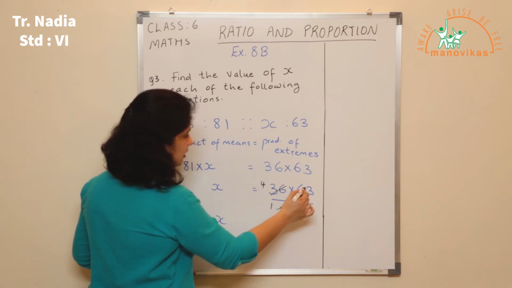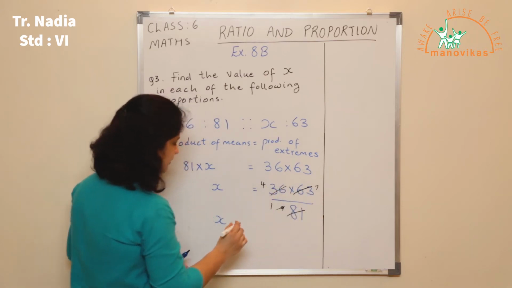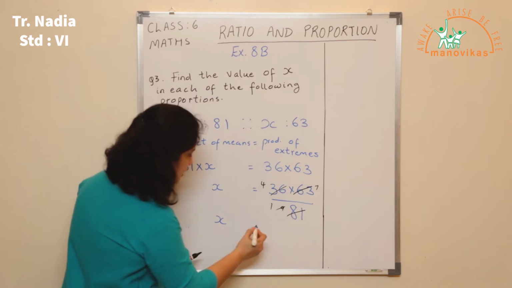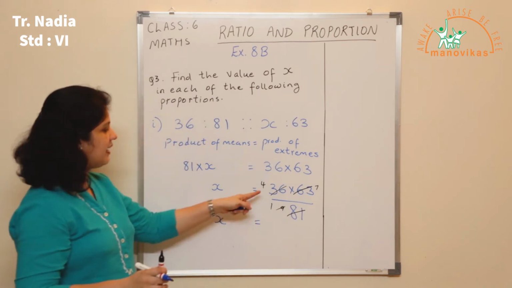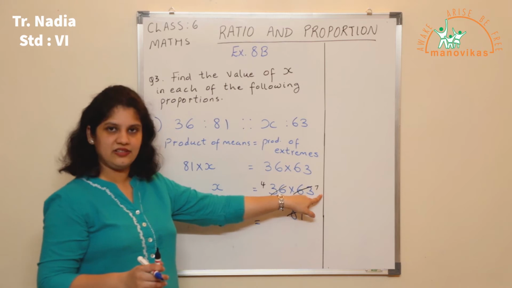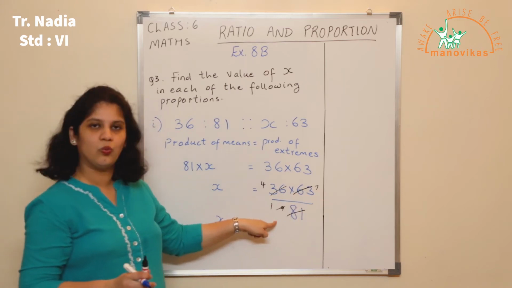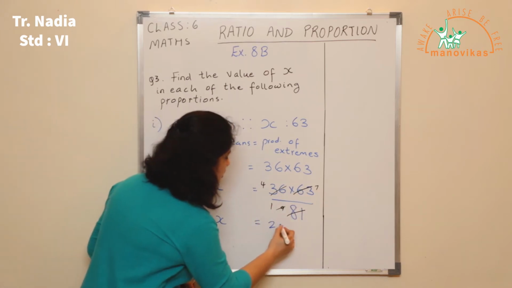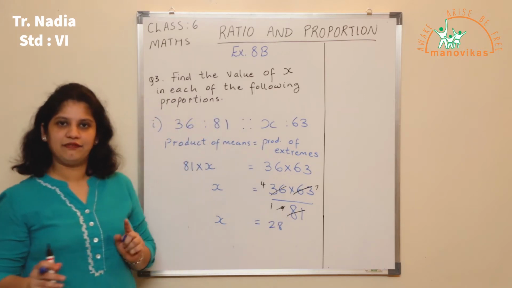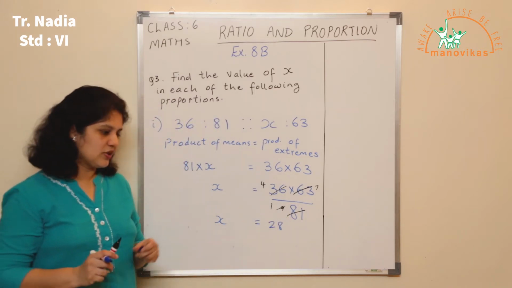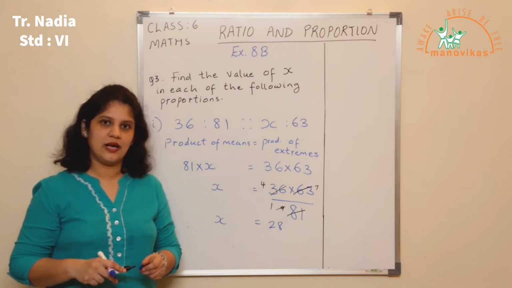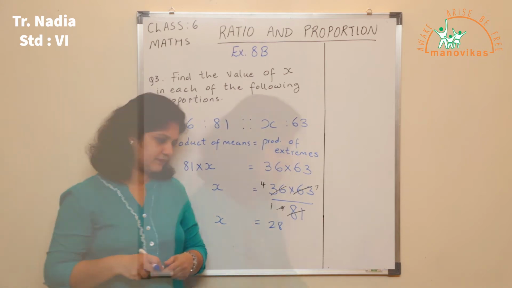9 and 63 also can be reduced. 9 1s are 9, 9 7s are 63. So finally what are you left with after reducing? There is 4 multiplied by 7 which is 28 upon 1 which is equal to 28. So like this I have found the value of x. So in the same way you will solve the rest of the sums in question number 3.